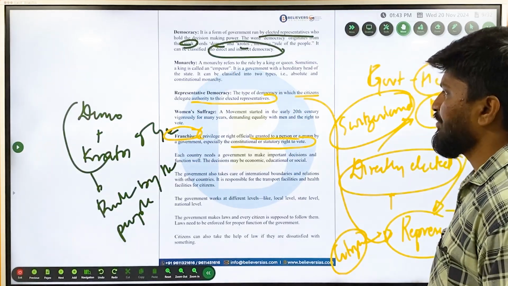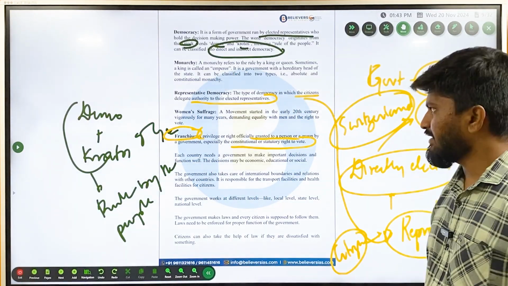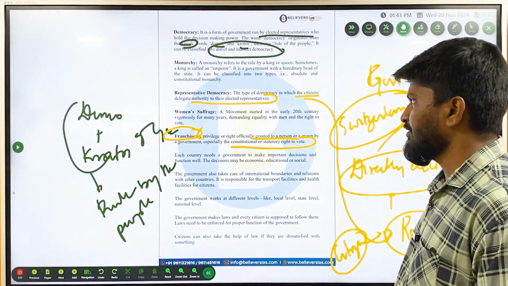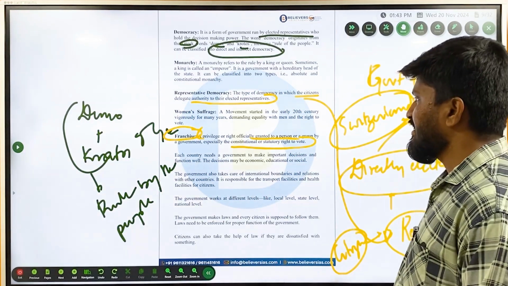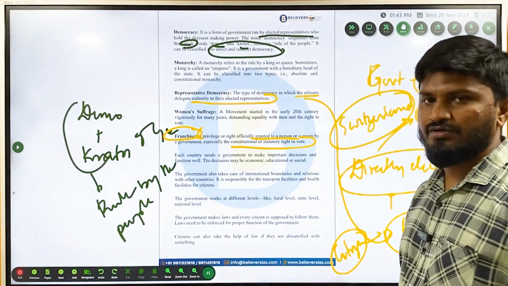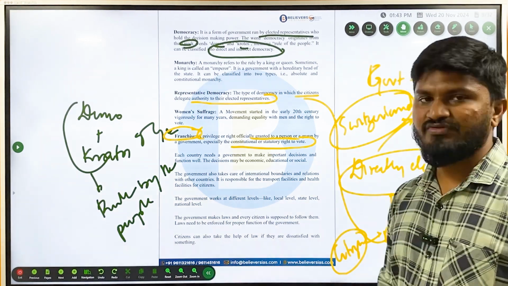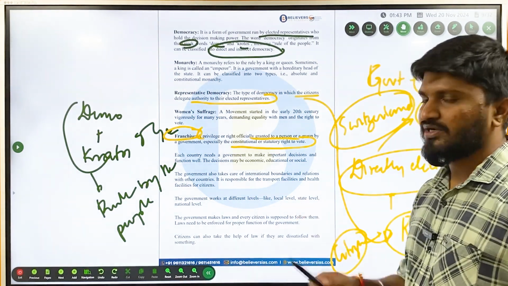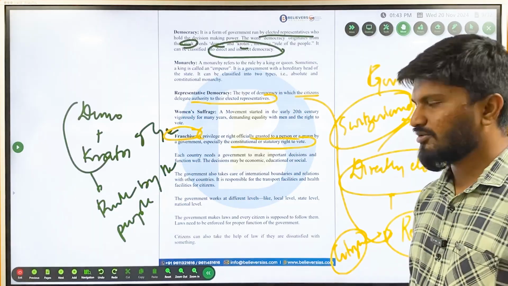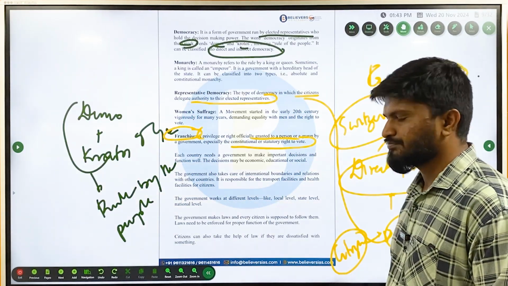Okay, and then women's suffrage. Women's suffrage, as I explained already, was a movement started in the early 20th century, vigorously for many years, demanding equality with men and the right to vote. Initially, women were not provided with any right to vote. Because of the efforts of important feminist leaders such as Virginia Woolf and Simone de Beauvoir, now they have the right to vote also.